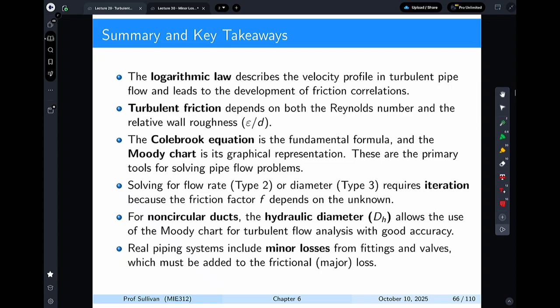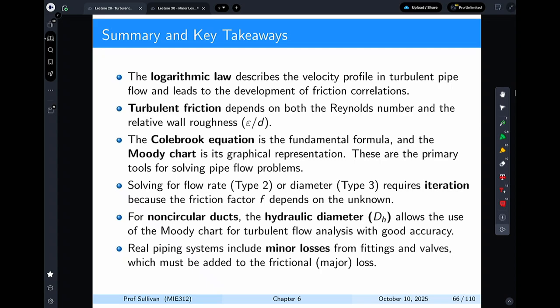The Colebrook equation is the fundamental formula, and the Moody diagram is its graphical representation. They are not the primary tools for solving pipe friction problems today. Generally, unless you're really good with reading Moody diagrams, you're probably better off with either Haaland or Swamee-Jain. Both of those will work very well. Solving for flow rate or diameter, which is the other type of problem that you've dealt with, type 2 and type 3 problems, requires iteration because the friction factor depends on the unknown.